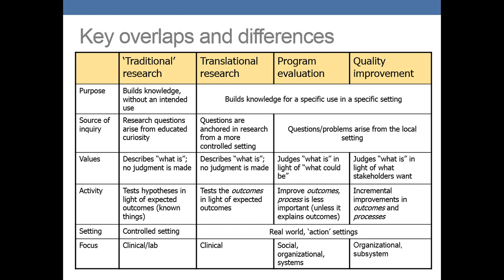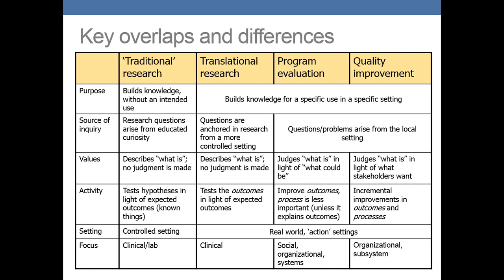So the first one is traditional research, which would maybe be basic science. I actually have never met a researcher who built knowledge without an intended use, but we tend to think of traditional research as something that doesn't necessarily have an intended use. So the source of inquiry for a traditional researcher would be research questions that arise from educated curiosity. And the traditional researcher is very proud about not having any kind of judgment about what they learn, and just being very unbiased and value-free in how they interpret their data.